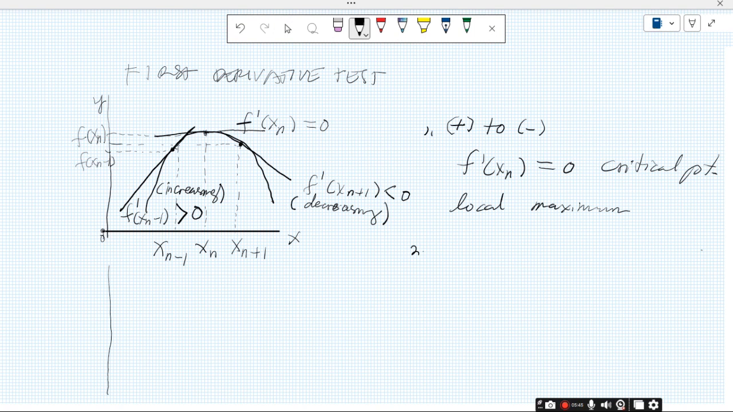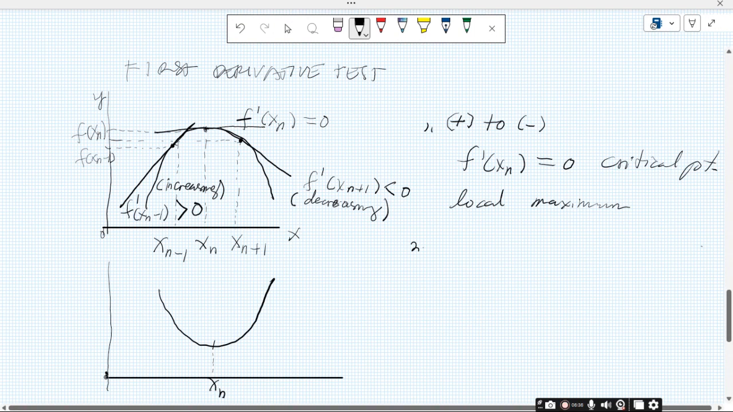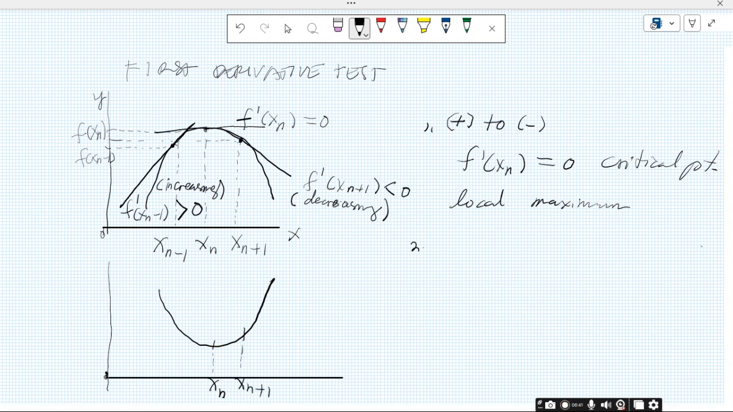Now the second condition, you can picture that in your mind. Let me draw it with another notation. That's xn, and to the right we have xn plus 1, and to the left we have xn minus 1. Again, we assign the function values. This one is f of xn. You'll notice that f of xn is lower compared to the other values. This one is f of xn plus 1.